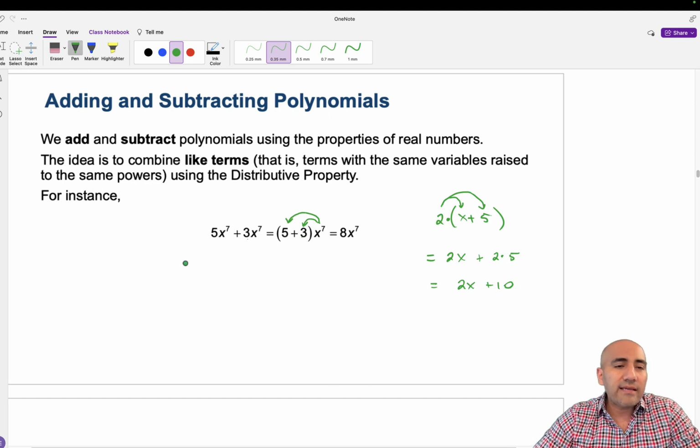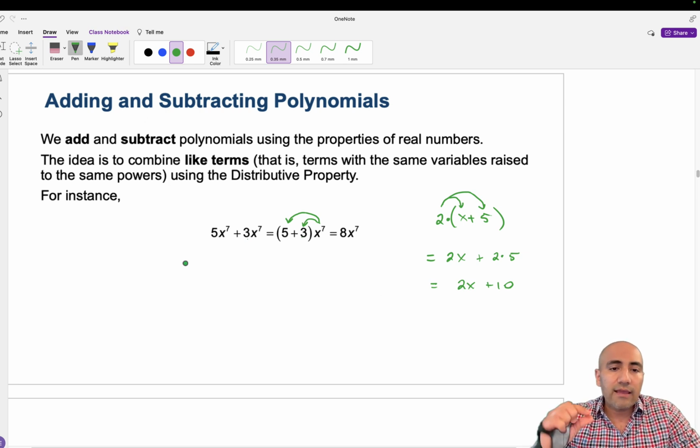But, adding and subtracting polynomials in general is pretty easy. You just got to make sure that you are adding or subtracting terms that are identical, that are like terms, and they're like terms because they have the exact same letters and the same powers to those letters, and then we add the numbers in front. Right? So that's really what it boils down to.